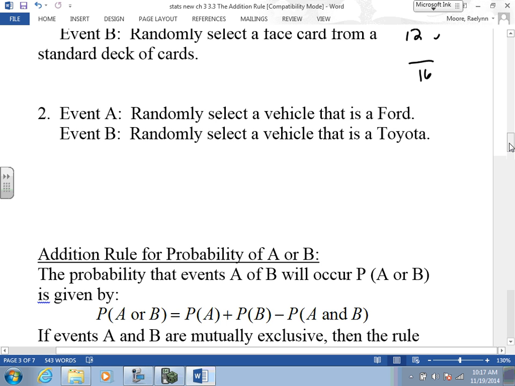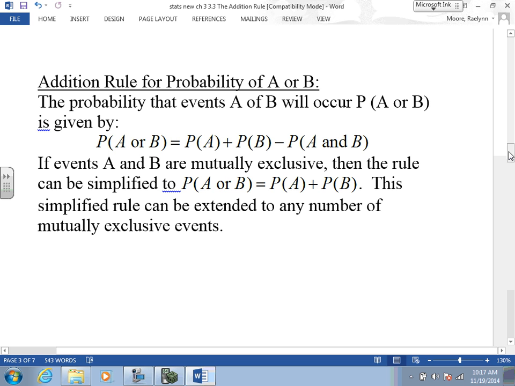Okay. Now, here's your addition rule. Stick with me for a second on this. The probability that event A or B will occur, A or B, is given by this probability. I take the probability of A, I add the probability of B, and I subtract the probability where they overlap, where they're both.